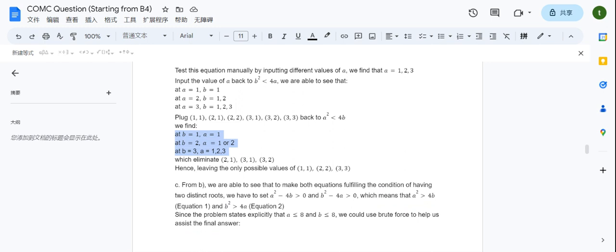So basically what we need to do is only find the dots that work in both the first equation and the second equation, aka the dots that exist in both the first 6 dots and the last 6 dots. Since 2,1, 3,1, and 3,2 do not work in this equation, a squared less than 4b, they are eliminated. This leaves us with the only possible values of 1,1, 2,2, and 3,3, which hence is going to be the answer of the equation.